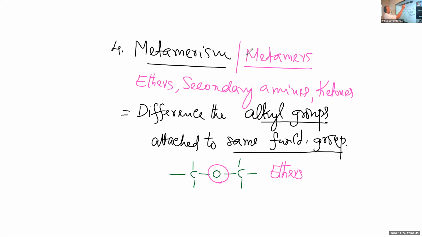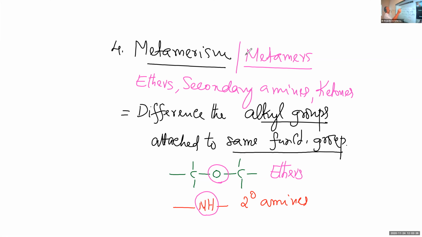And what are secondary amines? Secondary amines have a structure like this. There is an NH group, and such compounds are called secondary amines. So in secondary amines, the functional group is the NH group, and on both sides of the NH group, there will be different alkyl groups.